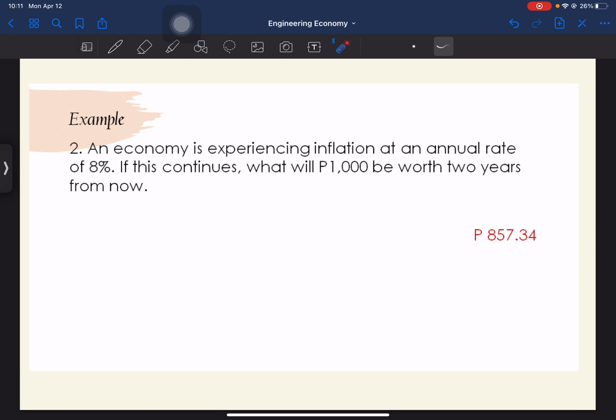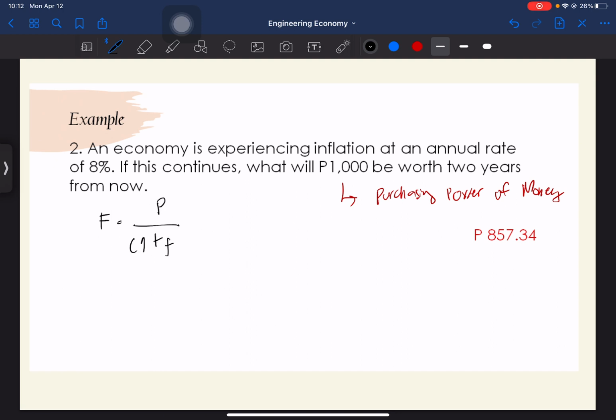An economy is experiencing inflation at an annual rate of 8%. If this continues, what will 1,000 pesos be worth 2 years from now? Dito, anong pinag-uusapan natin? Of course, from the arrangement of the question, alam mong pinag-uusapan dito is yung purchasing power of money. Okay? So, alam mo dapat na ang sagot mo dito ay mas maliit kaysa sa 1,000. Kasi there is an inflation na 8%. Ang tinatanong, magkano na lang yung worth ng 1,000 pesos mo 2 years from now? Okay? At kung isosolve natin yan, alam mo na ang formula ang gagamitin natin is P, dapat nasa baba yung inflation. Kasi pahihinain niya yung worth ng 1,000 pesos. So, 1,000, 1.08, 2 years.